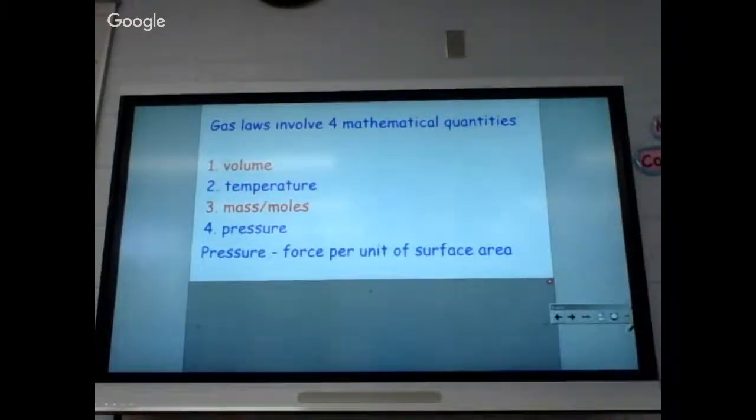All right, so what is pressure? Pressure is force per unit of surface area.